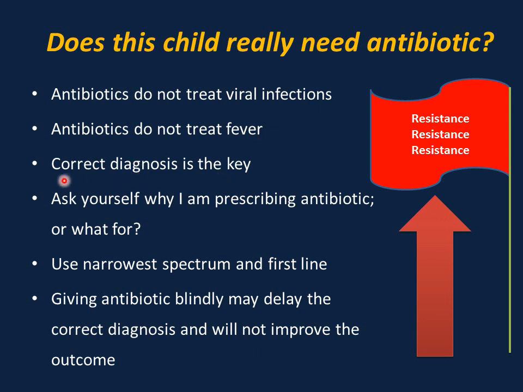Follow the guideline. Correct diagnosis is the key. Ask yourself why I'm prescribing the antibiotic and what for. If you don't have an answer, follow up the child closely. Re-examine the child. If it's necessary, order labs before you give the antibiotic. Giving antibiotics with no diagnosis is not a good practice. Use the narrowest spectrum and first line. Giving antibiotic blindly may delay the correct diagnosis and will not improve the outcome. I would like you to participate with me, not to be a part of the physician increasing the resistance of antibiotic if it's not necessary.